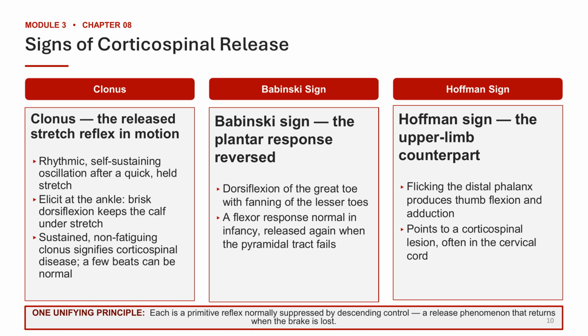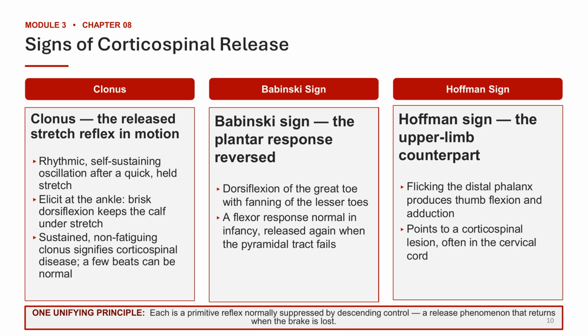Apply a quick stretch and hold it, and instead of a single contraction, you get a rhythmic, self-sustaining oscillation. Elicit it at the ankle with a brisk dorsiflexion that keeps the calf under stretch. Interpretation matters here. Sustained, non-fatiguing clonus signifies corticospinal disease, whereas a few beats can occur in normal, anxious, or simply hyperreflexic patients.